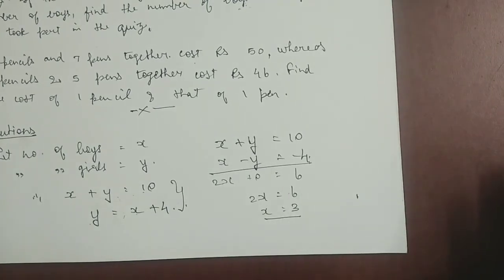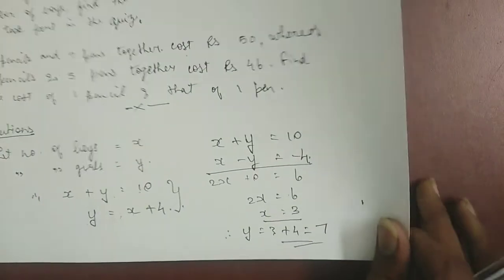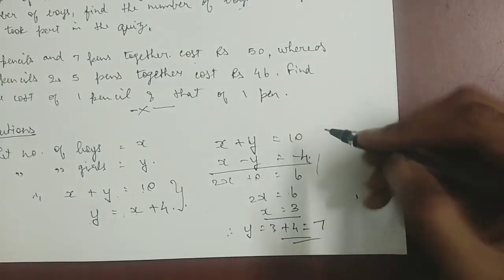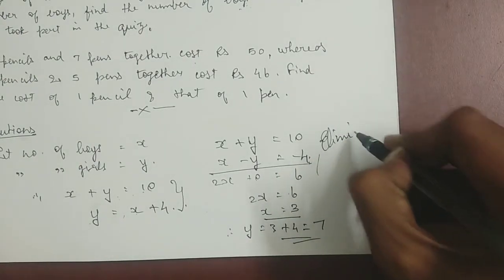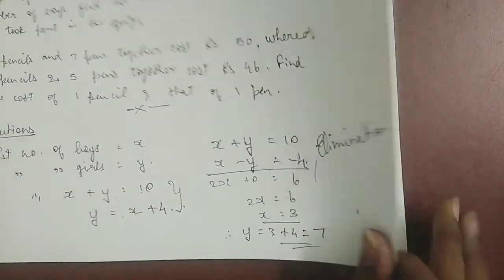Right? Now we found out that x is equal to 3. Since x is equal to 3, we know that y is equal to x plus 4. Therefore y is equal to 3 plus 4, which is 7. This is how we need to solve the first problem. That's it. Very, very simple. And in this method we have used elimination. Right? We have used the elimination method here.